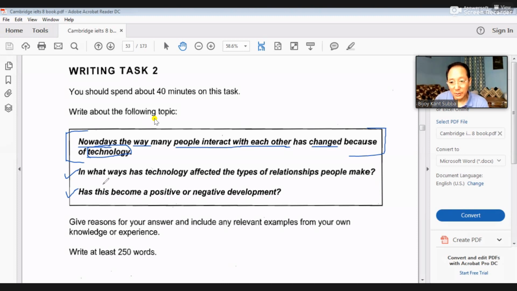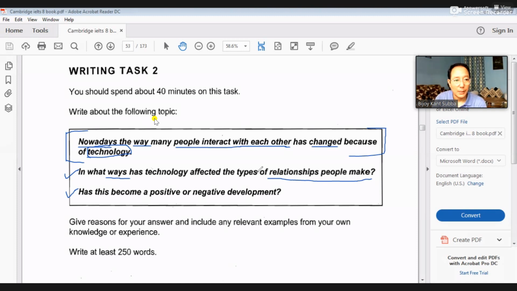Now, the next one is, in what ways has technology affected the types of relationship people make? Whether it's a personal relationship or a professional relationship, between friends, between colleagues, between spouses, how has technology affected it?